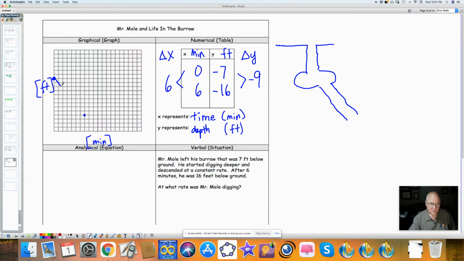So this is the way that he's digging. And if you went deeper, we keep going. So this is my graph. And I could put those points on here. 0, -7. This is at 6 minutes. 6 minutes, it'll be at -16. And how do I know that? Because this is 20, and I can just count up 4. 1, 2, 3, 4. That's how I got the 16 so quickly.